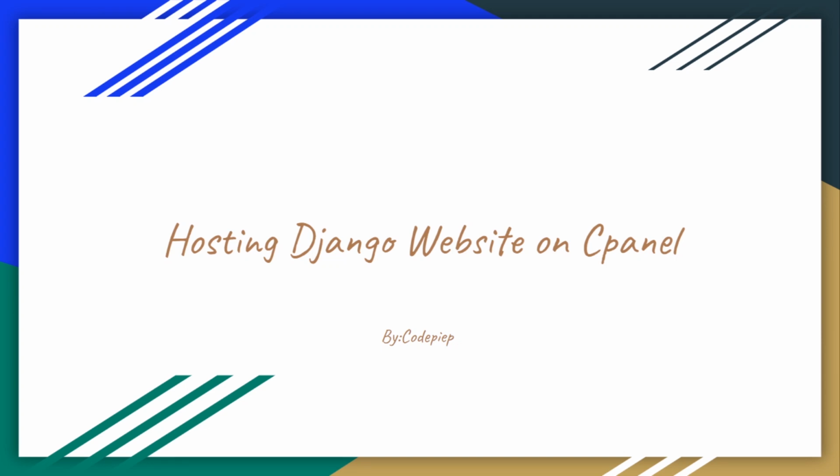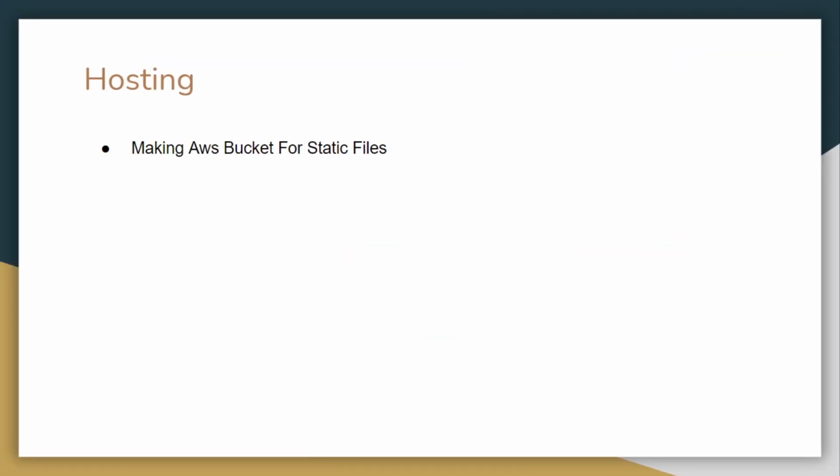This is the last video in our playlist where we were trying to make an e-commerce website using Django from scratch and finally hosting it. In the last video, we saw how we can put our static files on AWS bucket. In this video, we will finally see how we can host our site on cPanel.